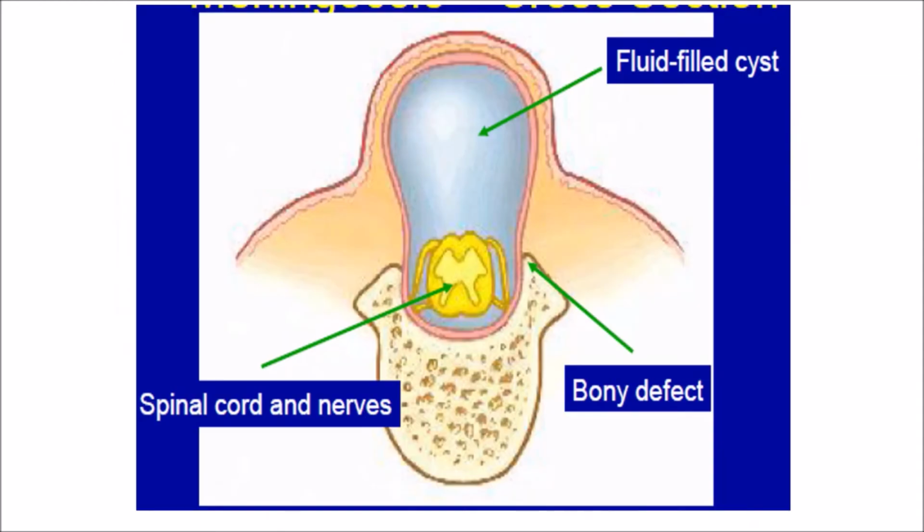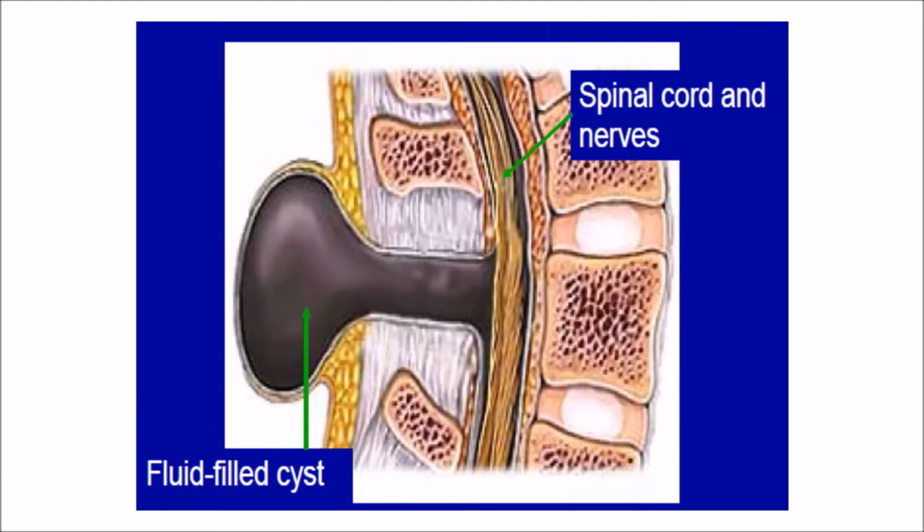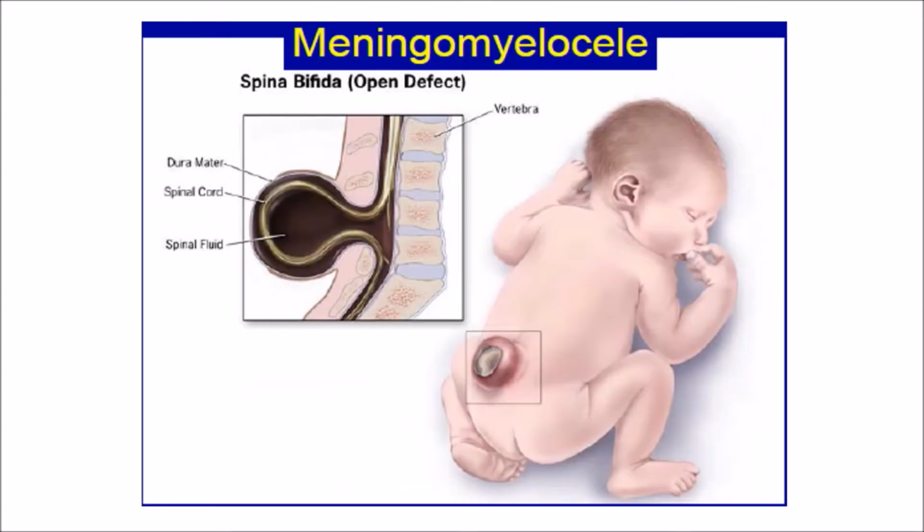So here you can see this is the fluid-filled cavity outside the spinal column, but the neural tissue is within the spinal cord. So this is the meningocele. Another picture showing the protrusion of the meninges, but the spinal cord and nerves are within the spinal canal, and so this is the meningocele. Here you can see the meningomyelocele, where there will be the protrusion of the neural tissue along with the meninges, and this will be the meningomyelocele.